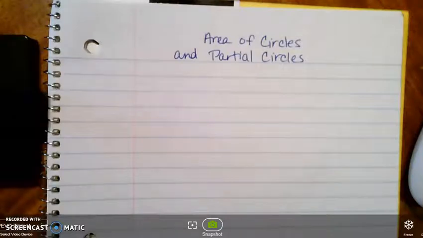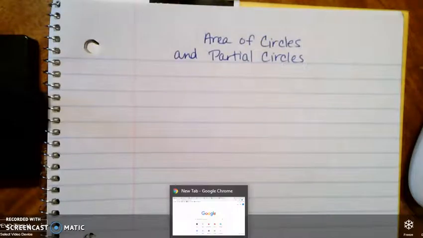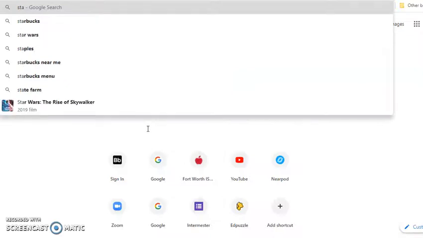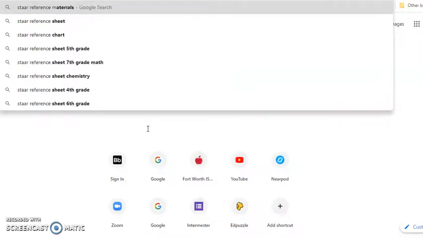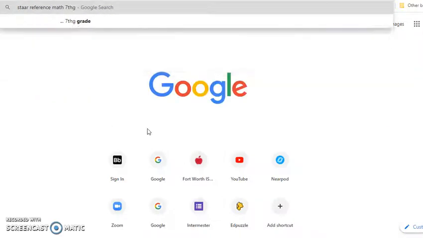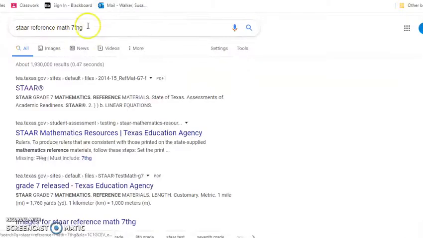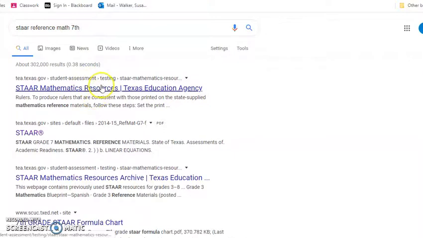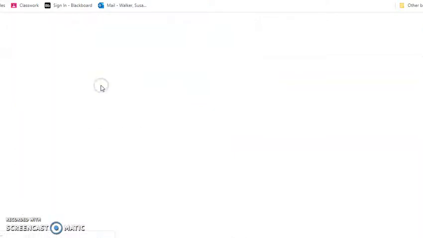Hey guys, we're going to be doing area of circles and partial circles. One thing I want to make sure you know how to do is access your formula chart. Normally what I put in here is star reference math 7. Even I misspelled it, it doesn't matter. It's still going to come up. Star math resources.